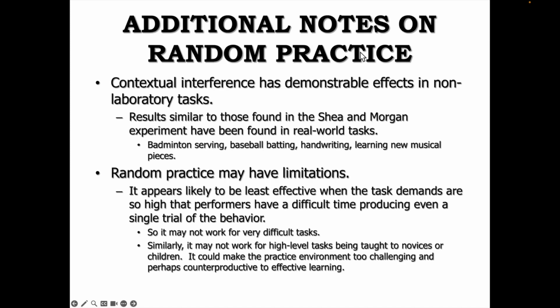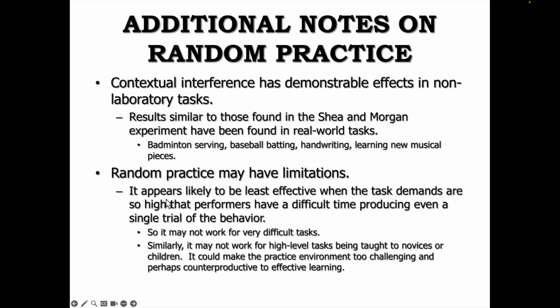Here are a few additional notes on random practice. Contextual interference has demonstrable effects in non-lab tasks. Results similar to those found in the Shea and Morgan experiment have been found in real-world tasks: badminton serving, baseball batting, handwriting, and learning new musical pieces are a few situations where the Shea-Morgan findings have been shown. Now understand, even though random practice has been shown to be more effective in the learning process in the long run, it does have limitations.